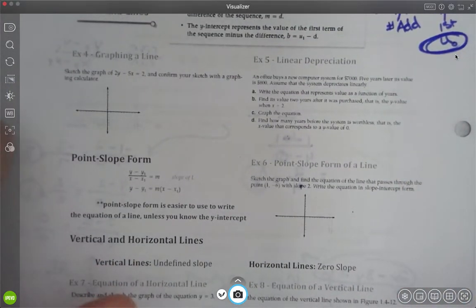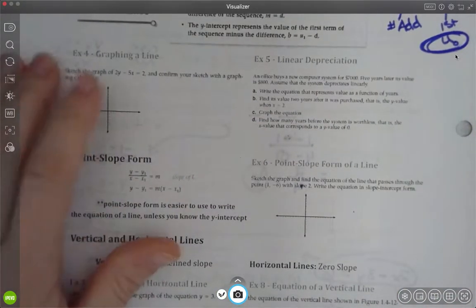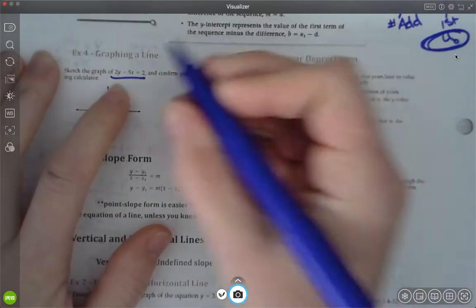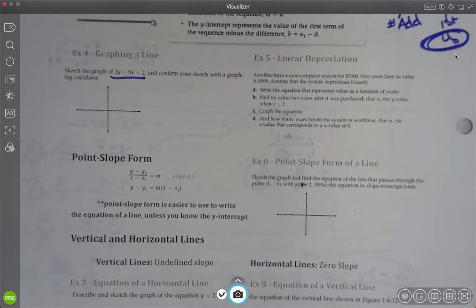Okay, so example 4. Graphing a line. Sketch the graph of this and confirm your sketch with the graphing calculator. I'll teach you how to do that maybe. This is in standard form. We want to put it in slope-intercept form so that we can graph it really easily, all right?